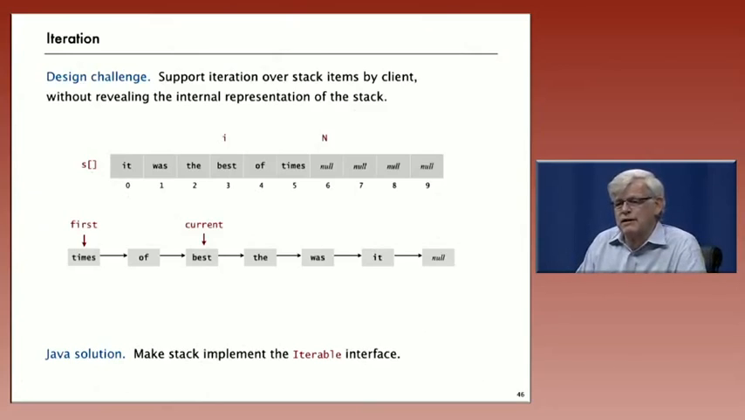In a lot of clients, all they want to do is just iterate through the stuff in the collection. Java does provide a nice solution to this called iteration. So what we're going to do is look at how to make our stack and queue and other data structures that we consider later on implement the so-called iterable interface. And it'll work for client code no matter which implementation we use. So let's take a look at the details of that.